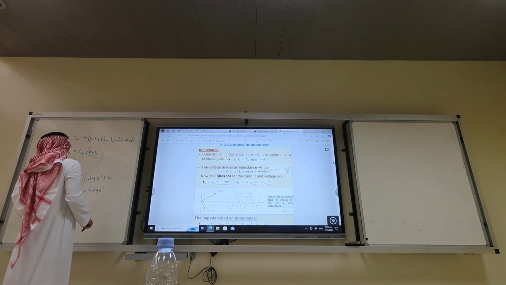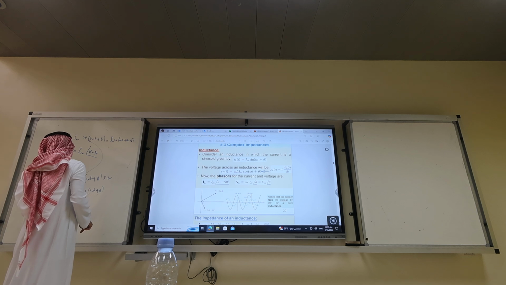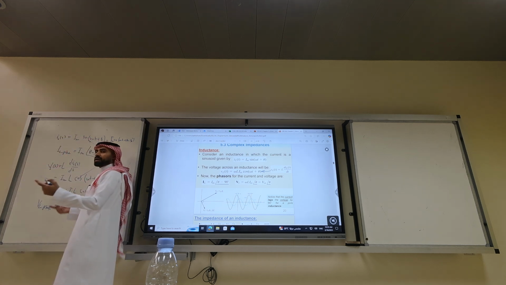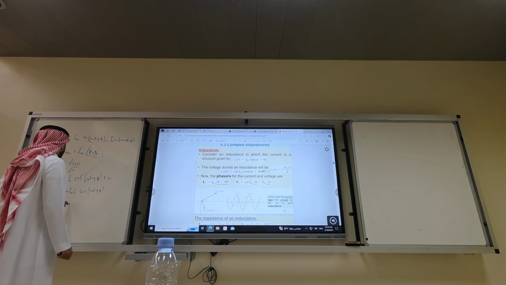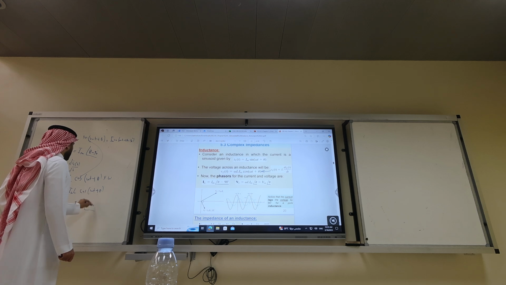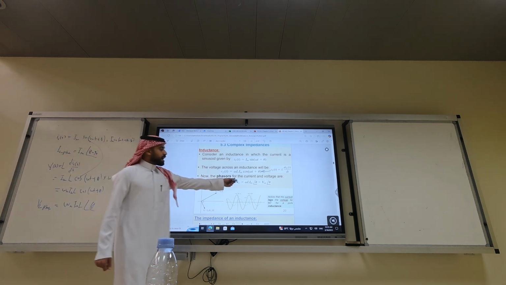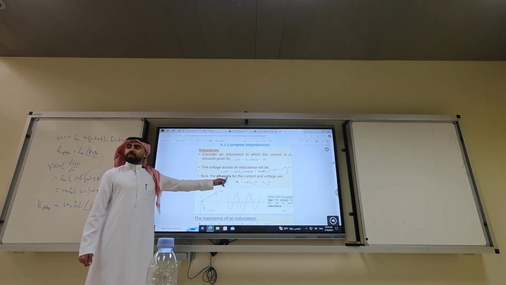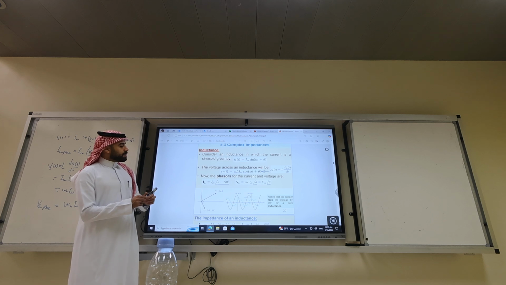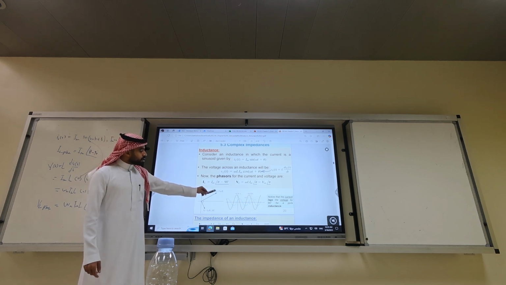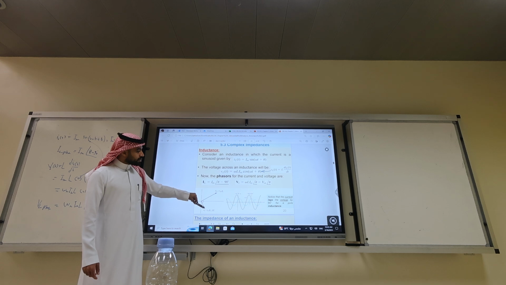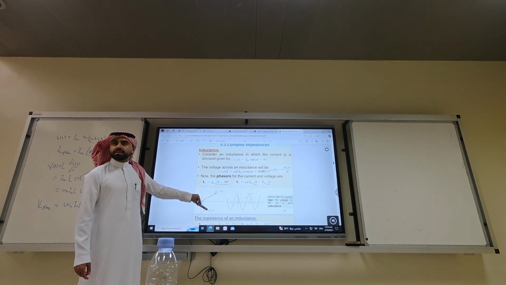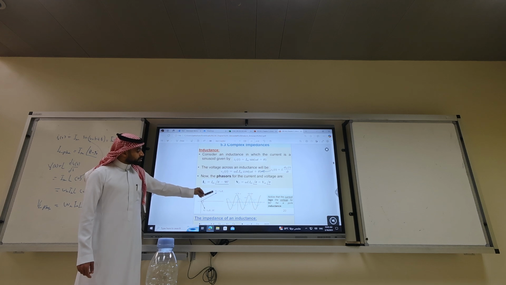As a phasor, what is V_L phasor? Always write the word phasor so you don't forget. Phasor: omega L I_m angle theta. The I_L is I_m angle theta minus 90. What does this imply? This implies the voltage leads the current in an inductive circuit. V is leading I.